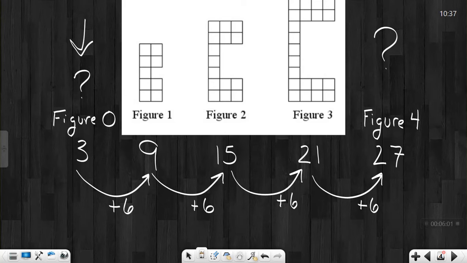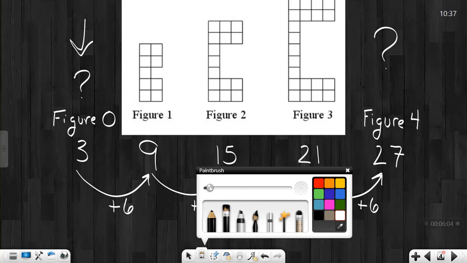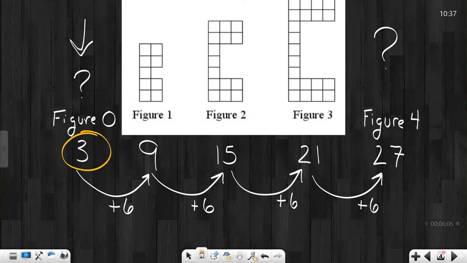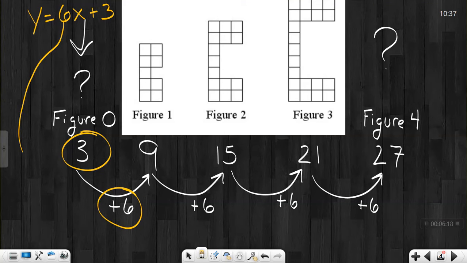And therefore, using these two pieces of information, my figure 0 value and what I'm adding or subtracting each time, I can get my equation for this. I can find my equation to be y equals 6x plus 3. 6 being the increase, my slope, what I'm adding or subtracting each time, and 3 being my starting point, my figure 0, or term 0 when we get to an arithmetic sequence.